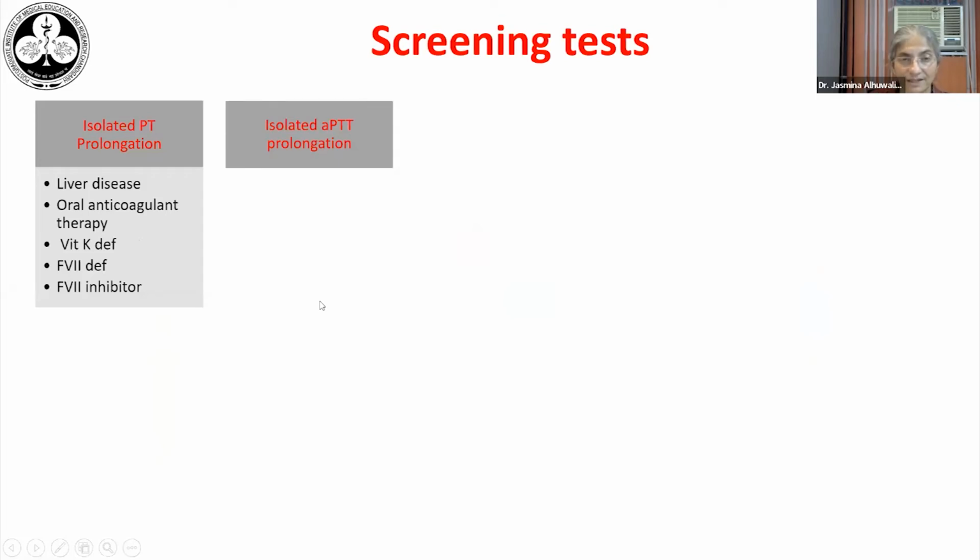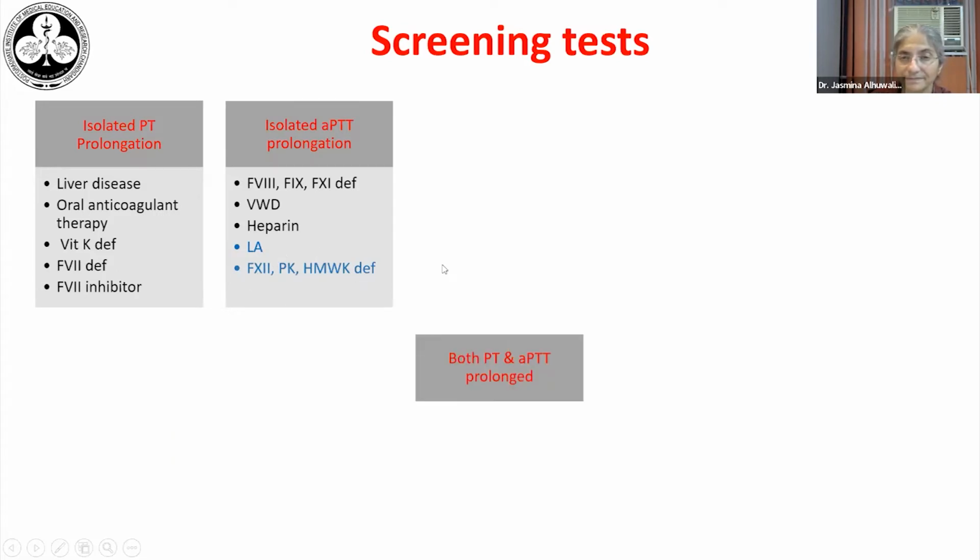If we see an isolated APTT prolongation, the likelihood is that we are dealing with a factor 8, 9, or 11 deficiency, or a severe von Willebrand disease, or the patient has been exposed to heparin as a part of therapy or as a contaminant in the tubing. Lupus anticoagulant, factor 12, prekallikrein and high molecular weight kininogen deficiencies can also produce a prolongation in the APTT. But with LA, there is no bleeding manifestation, and so also with factor 12 and these other contact factor deficiencies.